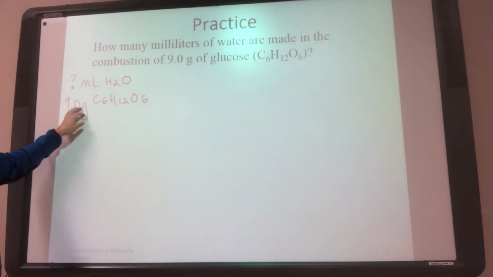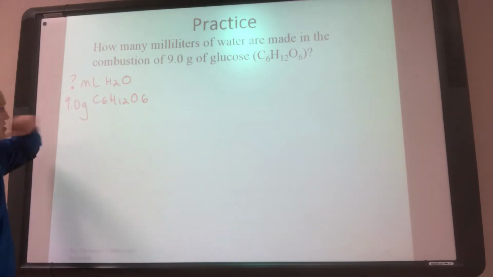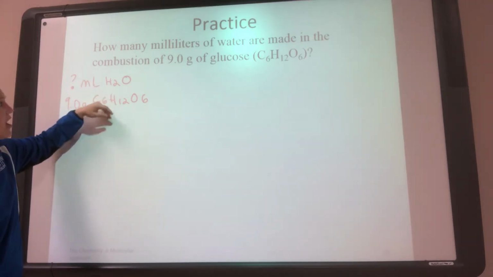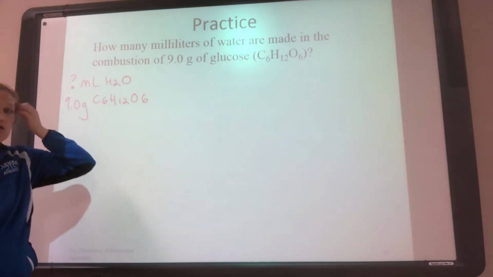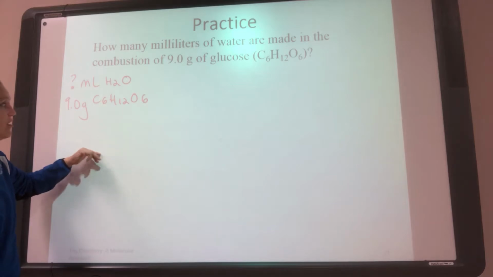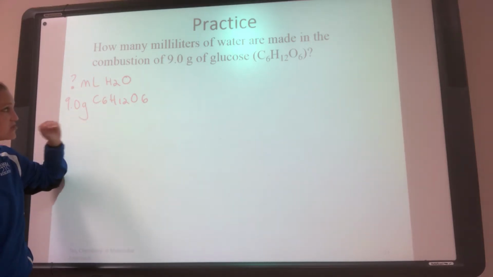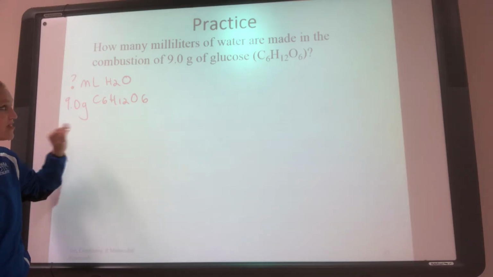So let's look here. I've got grams of glucose. I want milliliters of water. So let's ignore the units and just notice I have one thing. I'm trying to go to something completely different. So how do I go from one thing to something completely different? What do I use? I use stoichiometry. I use a balanced equation, those coefficients. So that means I need a balanced equation.